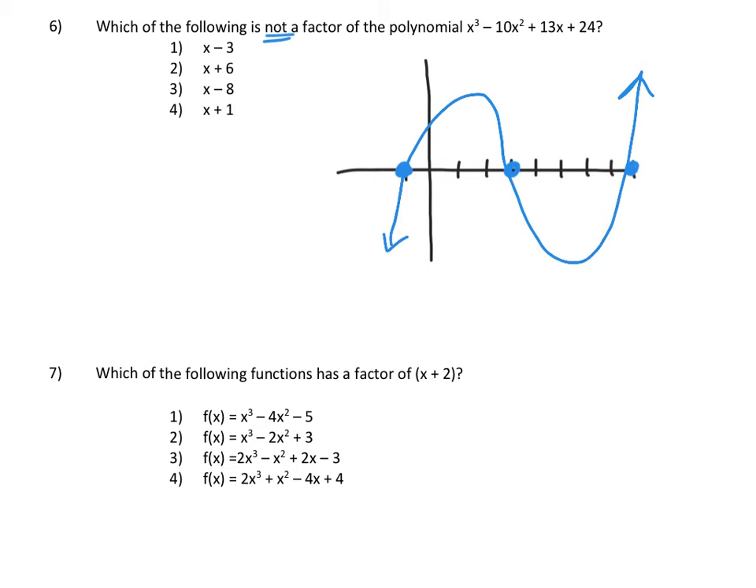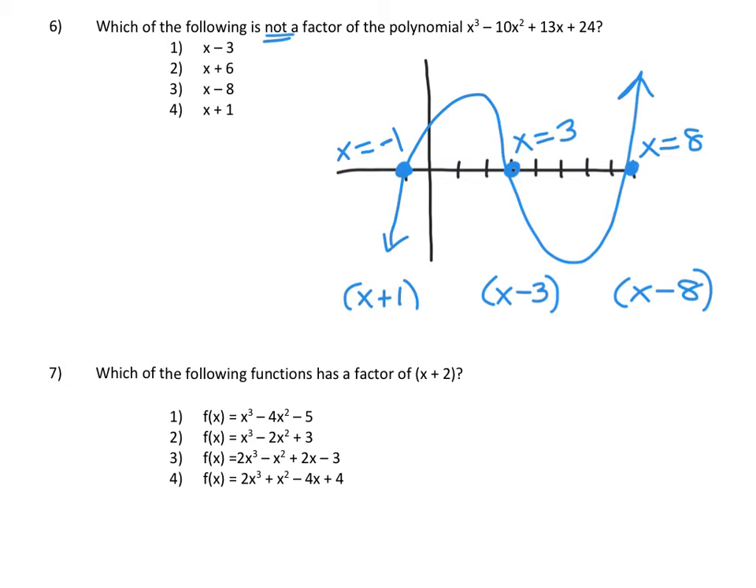So now, if we have a 0 at x equals negative 1, doesn't its factor have the opposite sign? Wouldn't the factor be x plus 1? Okay, and if we have a 0 at x equals positive 3, wouldn't the factor have the opposite sign? It would be x minus 3. And same thing here. If we have a 0 at x equals 8, the factor would be x minus 8. So if we go up here and look at which factor we don't have right there, it's going to be this one right here, x plus 6.